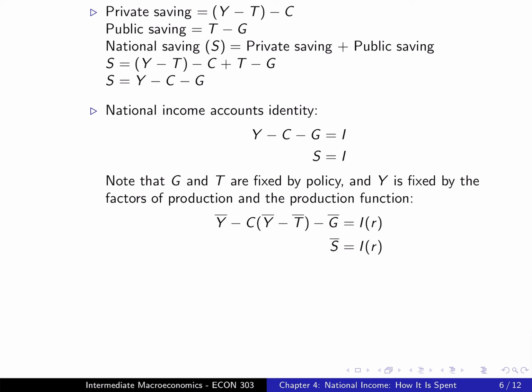Let's now substitute fixed values for output, government spending, and taxes. So Y bar minus consumption, a function of Y bar minus T bar, minus G bar equals investment, a function of R, which simplifies to S bar equals investment, a function of R. So the real interest rate R adjusts to ensure that national saving equals investment.